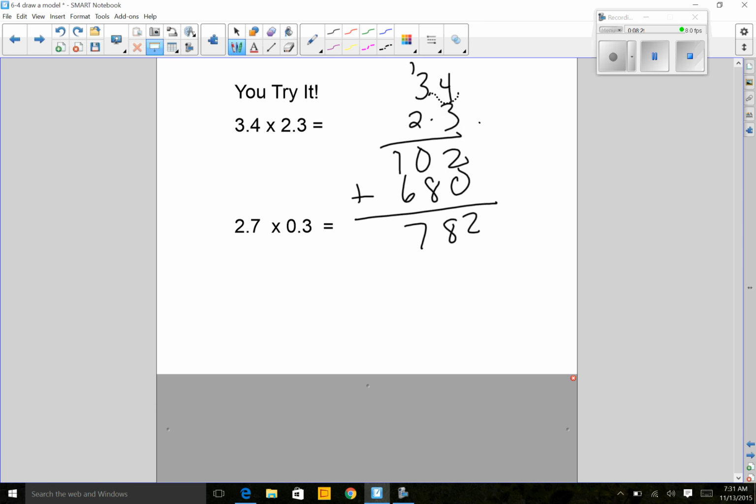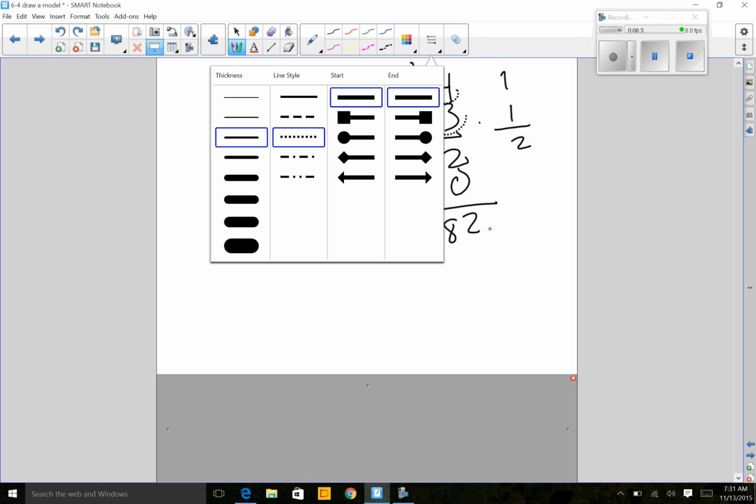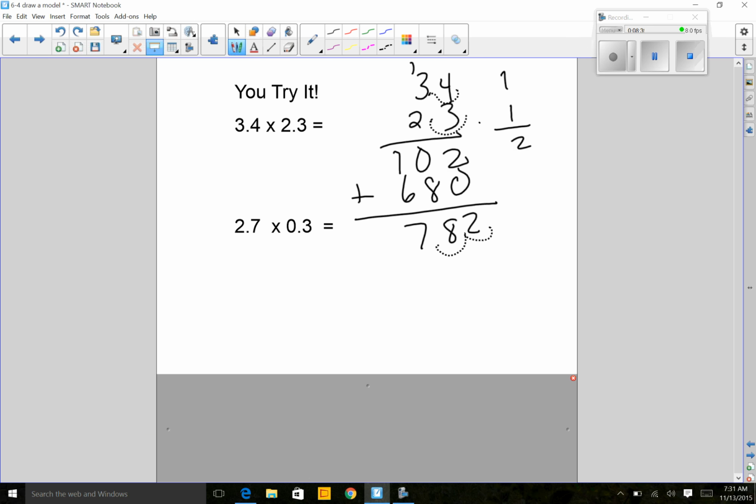I got 1 decimal place here, 1 decimal place here. 1 plus 1 is 2. So now I'm going to move over 2 decimal places. So 7 and 82 hundredths.